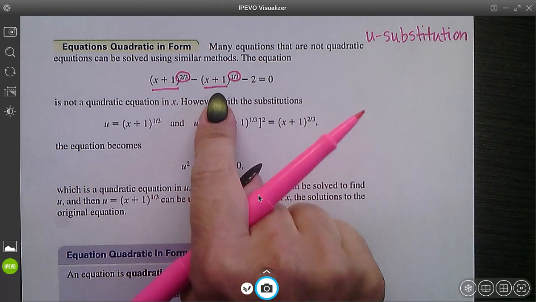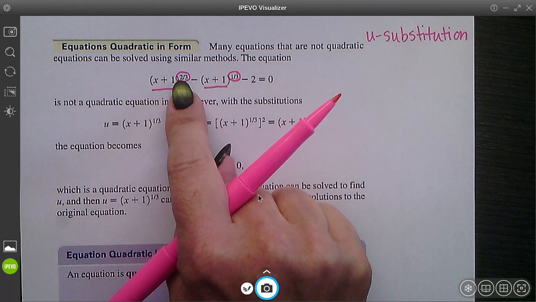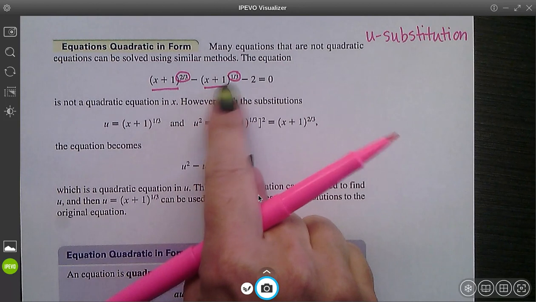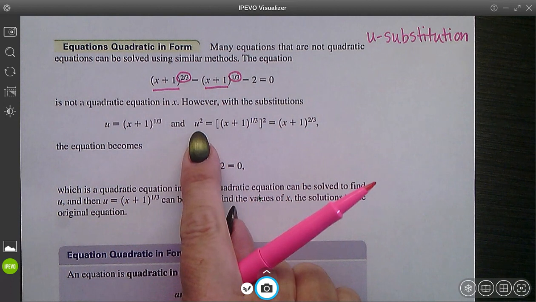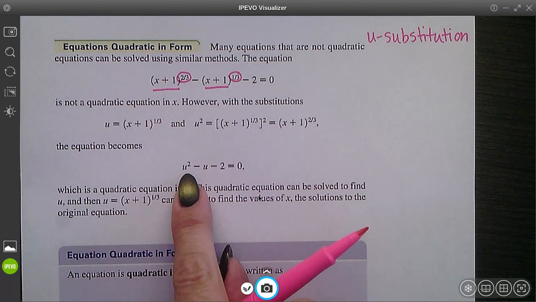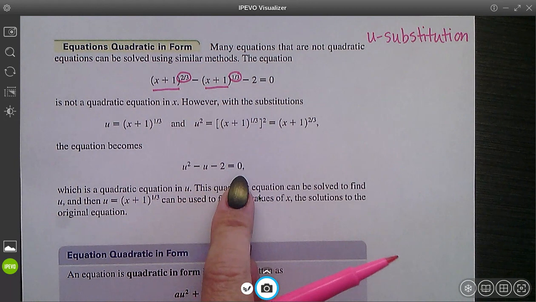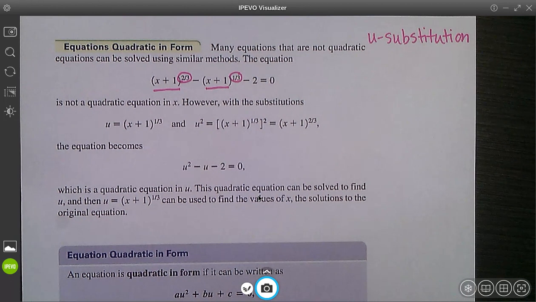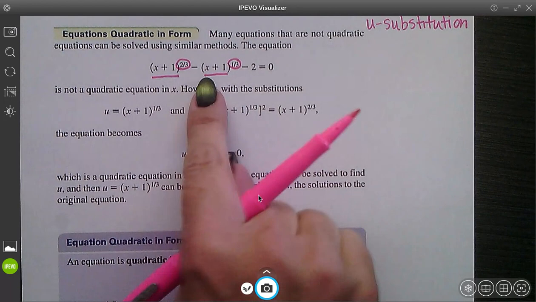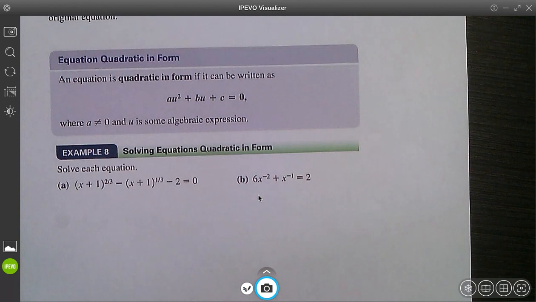So here I have x plus 1, but this exponent is 1/3, this exponent is 2/3. So what I want to do is take the one that's the smaller and let it be replaced with u, and take the one that's twice as big and let it be replaced with u squared. So then it becomes easier, u squared minus u minus 2, and then we can factor it. You could factor it, you could use the quadratic formula, you can still use all the methods, but we're hoping that it's factorable. So this example is actually down here for us to do, and then we'll look at another one.